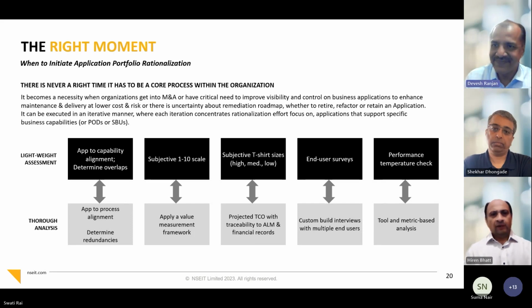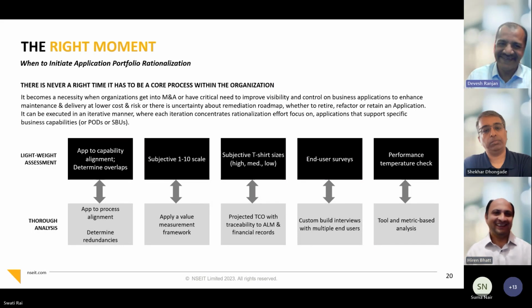Hiren, any points from your side? Yeah, I completely agree. This cannot be a one-time thing. This has to be a constant and continuous process which has to be adopted by the organization, and not only for one application, but for the overall applications. I know there is cost impact to it, but I know you have the answer for that as well, Devesh. So you want to talk about that?